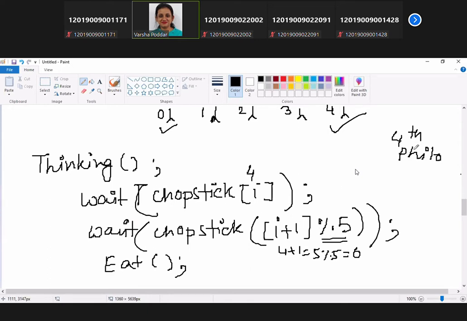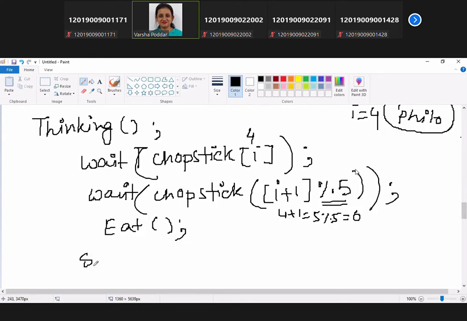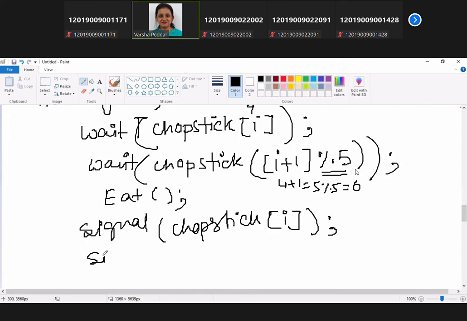So for this 4th philosopher, when i is equal to 4, I am acquiring the 4th chopstick, and I am acquiring (4 plus 1) mod 5. That is your 0, because you don't have the 5th chopstick. And after that, what will you do? You will just release them. So signal of chopstick i. You release the 4th one, and similarly you will release the 0th one once your eating is done, because the eat function I have already implemented.